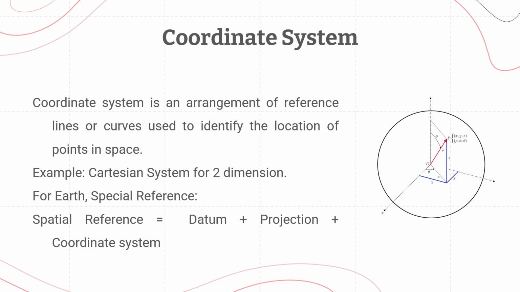So, what is a coordinate system? A coordinate system is an arrangement of reference lines or curves used to identify the location of points in space. The most common example is the Cartesian system for two dimensions. For Earth, spatial reference is equal to the datum, projection, and coordinate system combination.